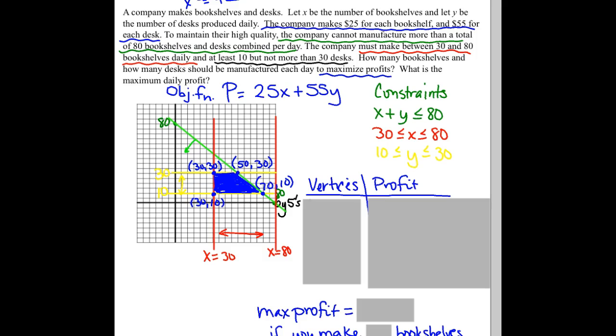What's the next step? Find the vertices. Now, if you graph carefully, and we got a lot of vertical and horizontal lines, which made it nice and easy to find our corners, we should have the points (30, 10), (30, 30), (50, 30), and (70, 10). We okay with that? So what do we do with those vertices now? Plug them where? Back into your objective function.